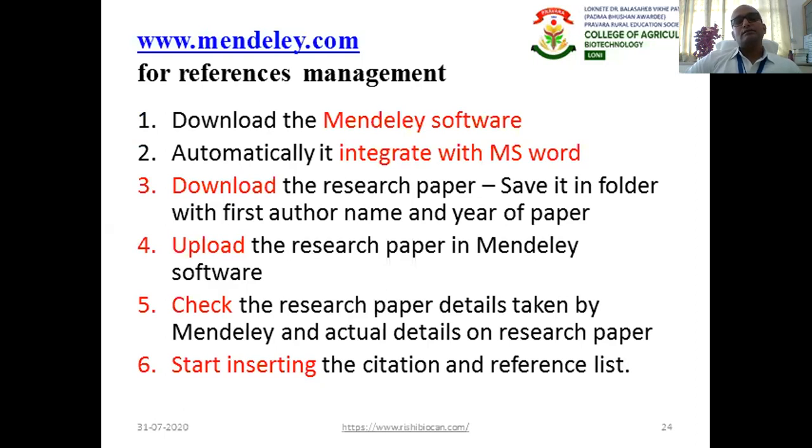Then after downloading the research paper, upload it in the Mendeley software. Then check the research paper details taken by Mendeley automatically. Mendeley takes the details of the research paper, that is author name, title, name of journal, year of publication, issue, then page numbers. It takes them automatically, but sometimes mistakes happen. So check the details taken by Mendeley against the actual details on the research paper. If the details are different in Mendeley, you can edit them manually.